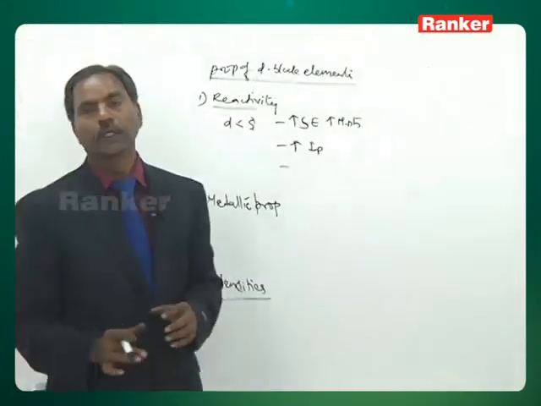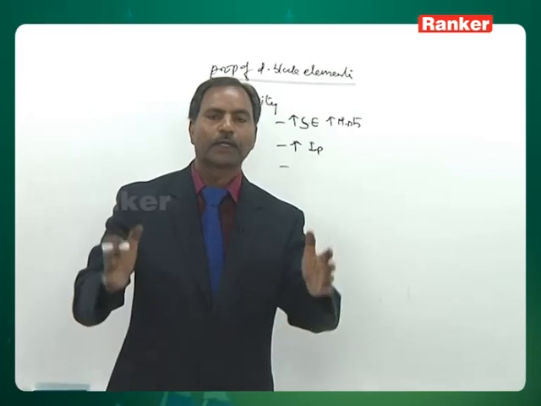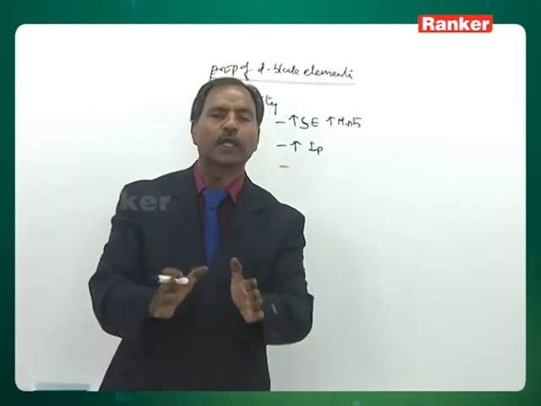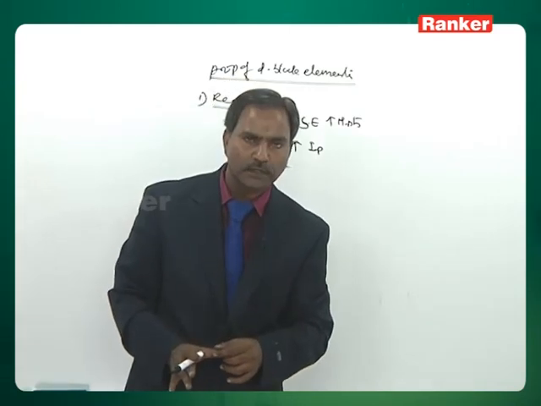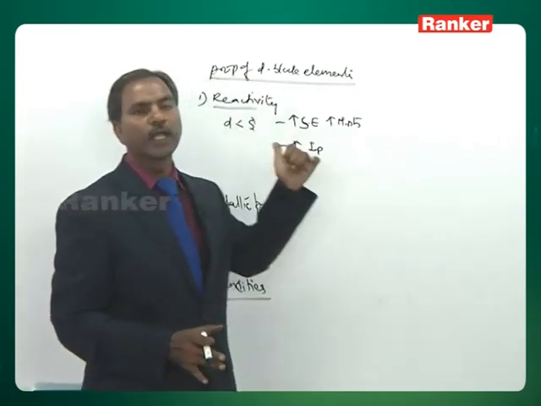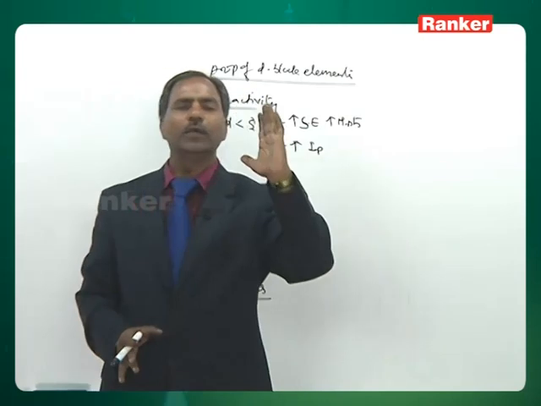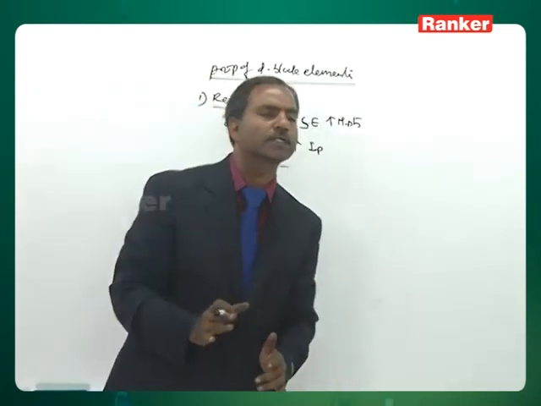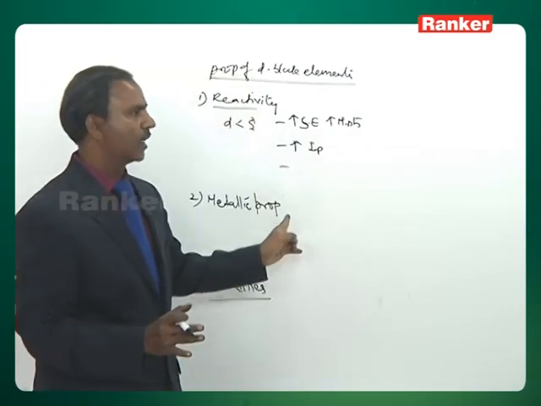S block elements are bigger in atomic size and their IP values are low, so they easily lose electrons and enter into chemical reactions. But in the case of d block, their IP values are high, they cannot easily lose electrons, therefore they cannot easily enter into chemical reactions, so they are less reactive.